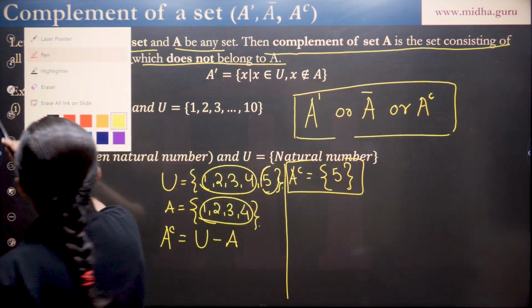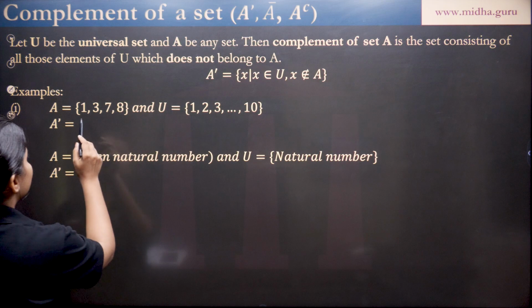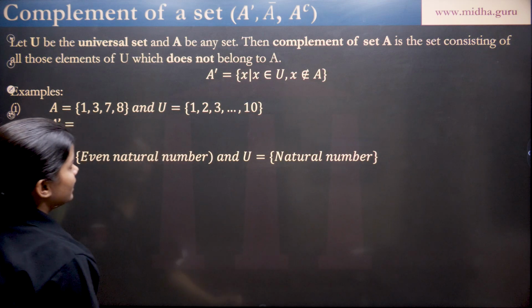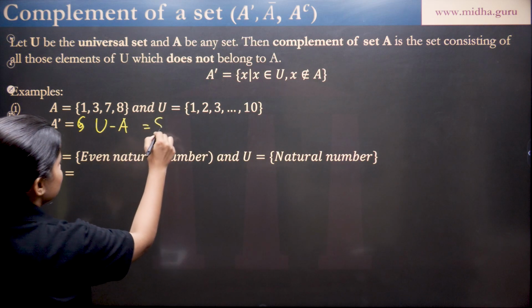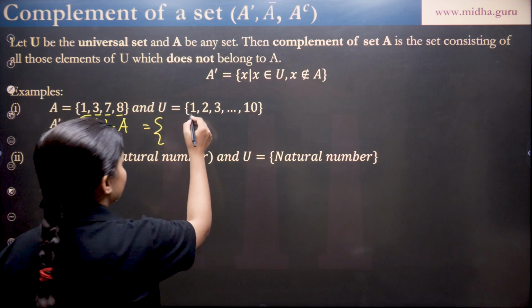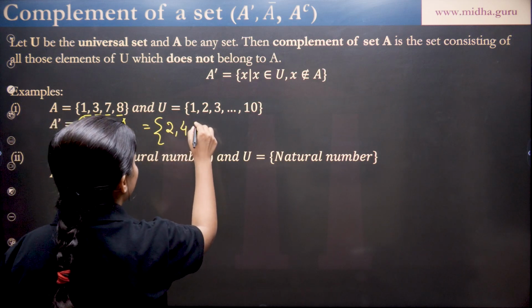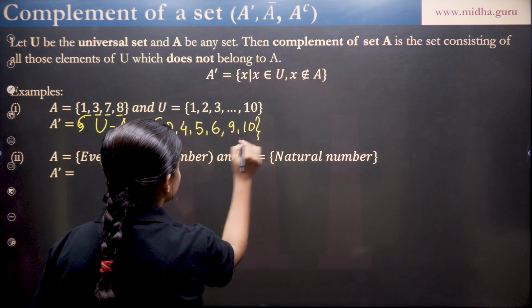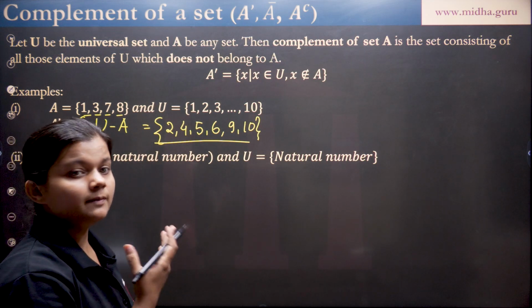Let's solve these examples and understand our concept in a clearer way. Okay, first set is given 1, 3, 7 and 8 and universal set is given 1, 2, 3 up to 10. So A complement is what? Universal set minus set A. So 1, 3, 7 and 8 are removed from this set. So 1 is removed, 2, 3 is also removed, 4, then 5, then 6, 7 and 8 are removed, then 9 and 10. So this is A complement. Okay, A complement is universal set minus the given set.